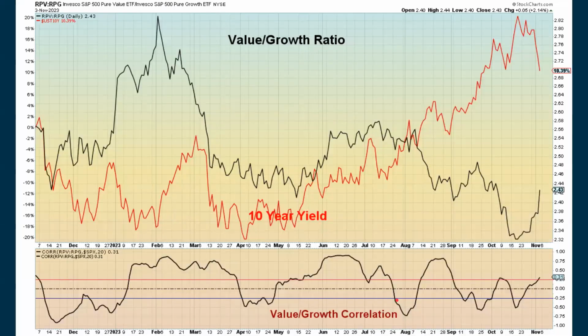We look at the value to growth ratio, which is the black line, and it's been going up. Value, and this is a concern of the market right now. Value's been outperforming growth, even though we had a really good week this past week. When the market's really strong, we want to see growth outperforming value, and we're not seeing that at this time. And the red line up here is the 10-year treasury yield, where it's really coming down.